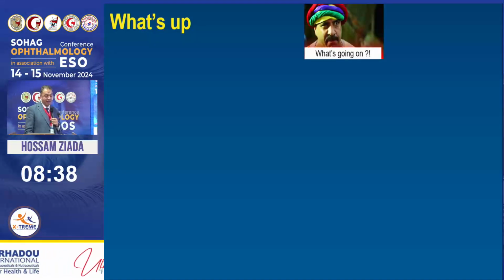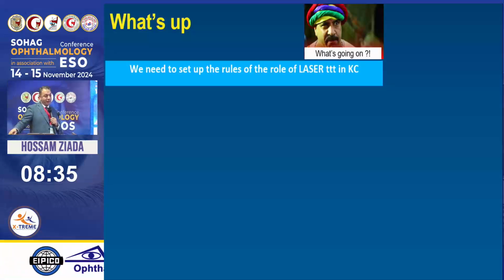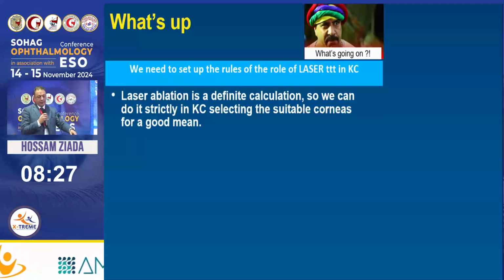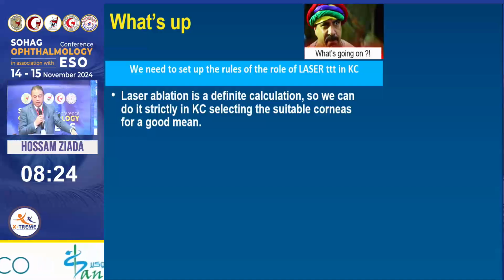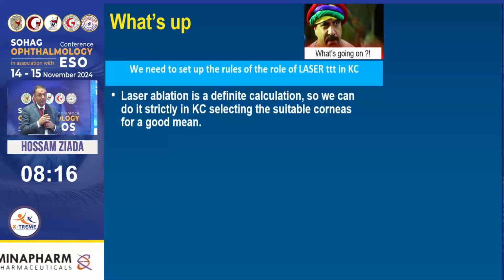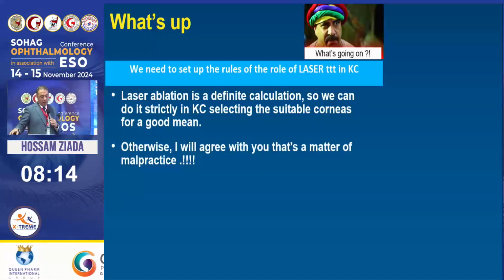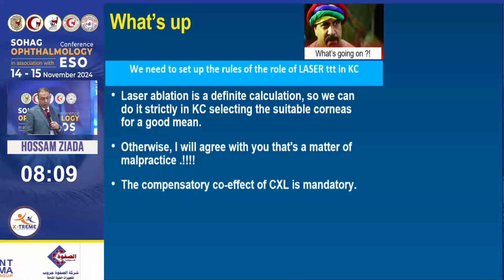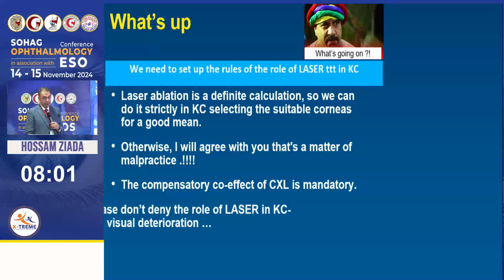So what's going on in these techniques? We need to set up the rules of the role of laser treatment in keratoconus. First, laser ablation is a definite calculation. So we can do it strictly in the keratoconic patient, selecting the suitable corneas for a good outcome. Otherwise, I agree with you that it's a matter of malpractice. The compensatory effect of cross-linking is mandatory in such techniques.